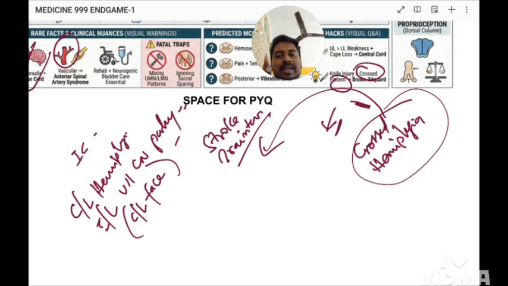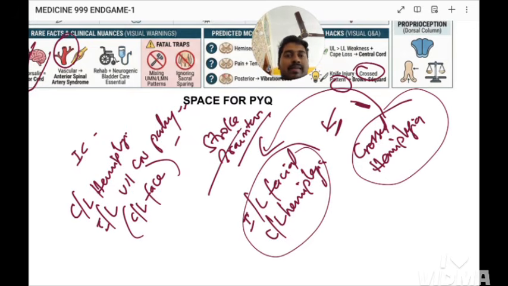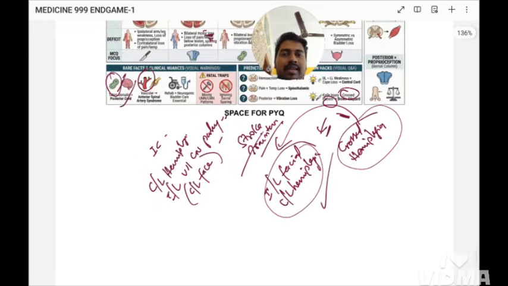But what happens in crossed hemiplegia? Facial deviation is to the same side, ipsilateral facial deviation, along with contralateral hemiplegia. This happens because the vascular lesion, because of stroke, is in the area where decussation happens at the level of the pyramid. That time you will get this.